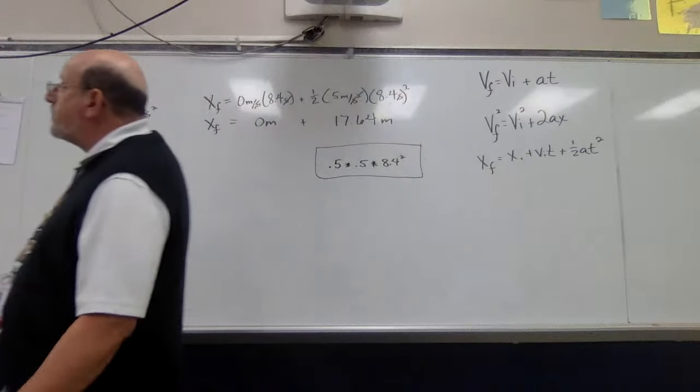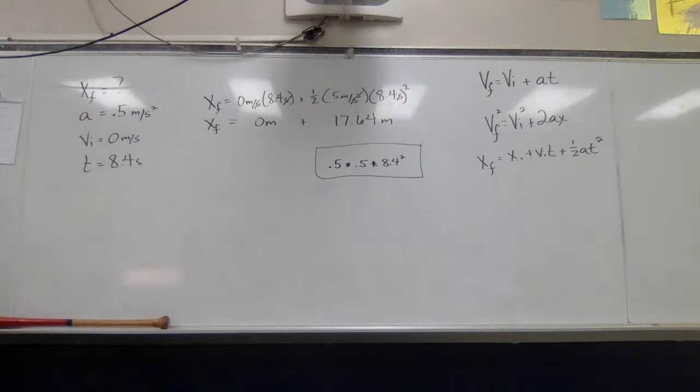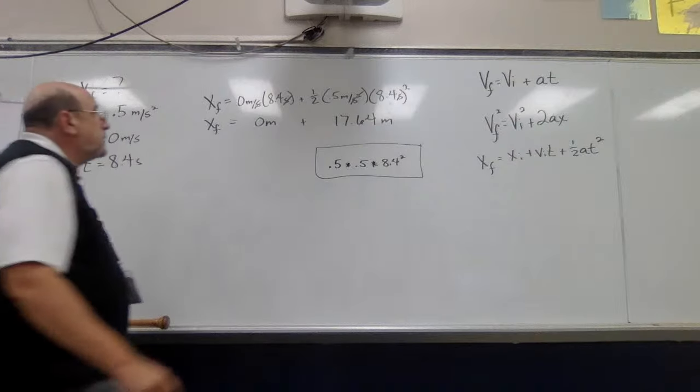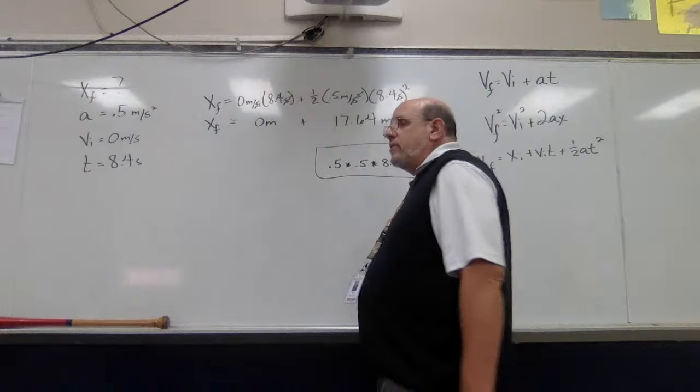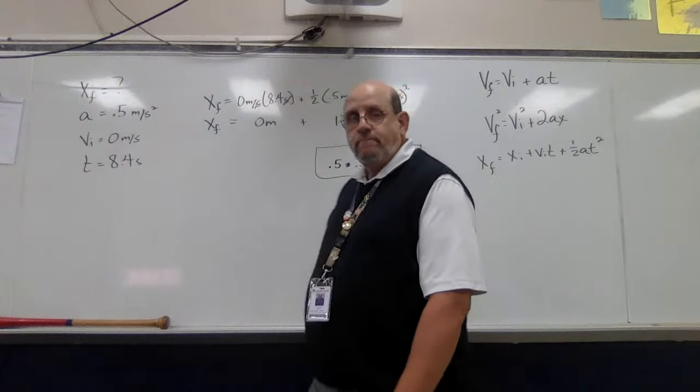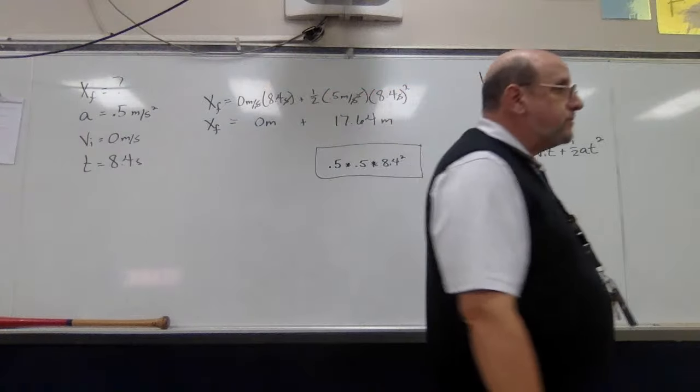So the two halves came from the half on the outside, and the other one came from 0.5 m/s. Yep. Okay. That was my acceleration. Good? So far, so good. Any other questions?